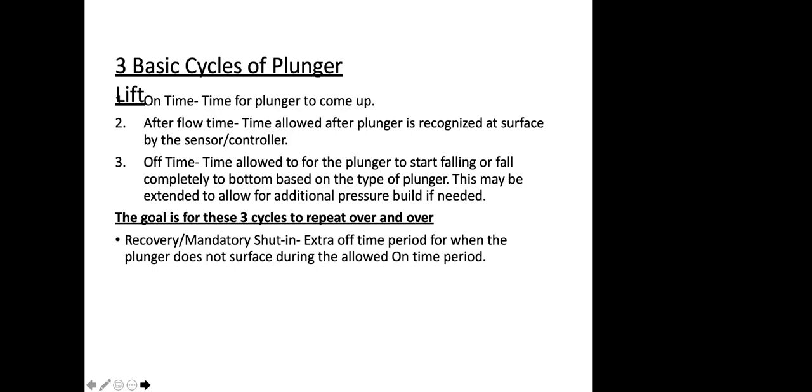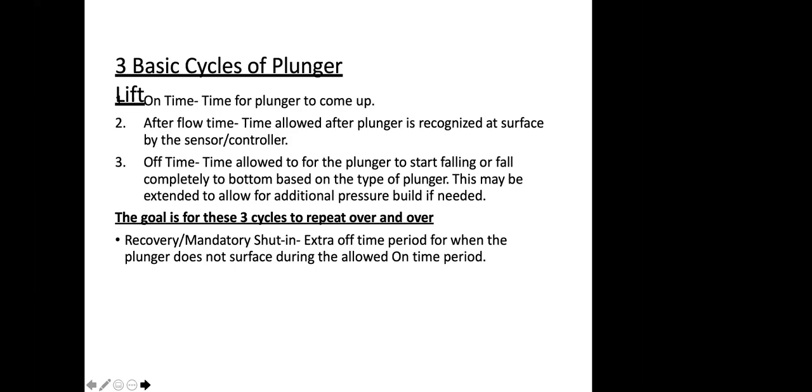Now, there are more optimization features than just these three cycles, but these are the three basic things. And so the goal for these three cycles is to repeat this over and over and not have any failures. So ideally, when you come to that controller the next day, there is history access on these controllers that allows you to see what the well did as far as plunger performance.